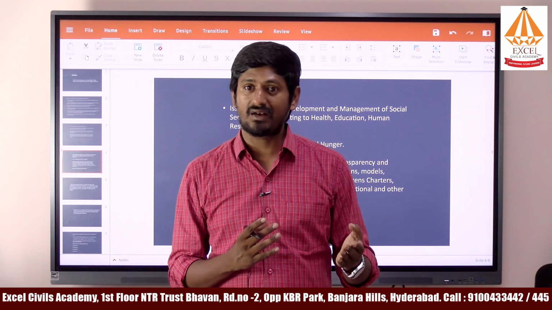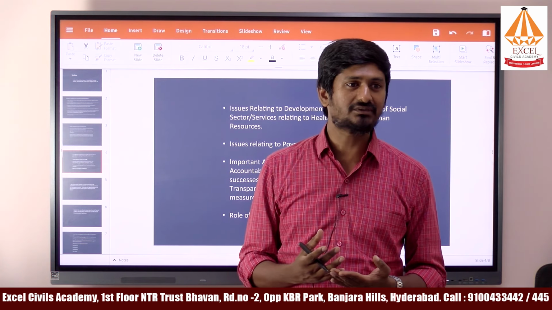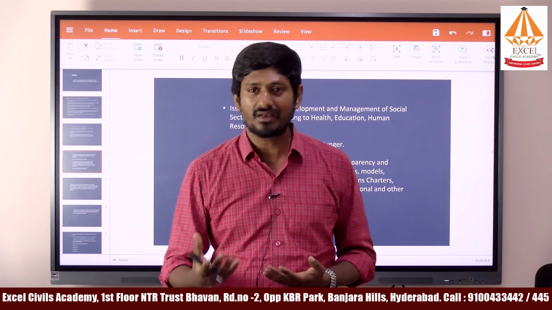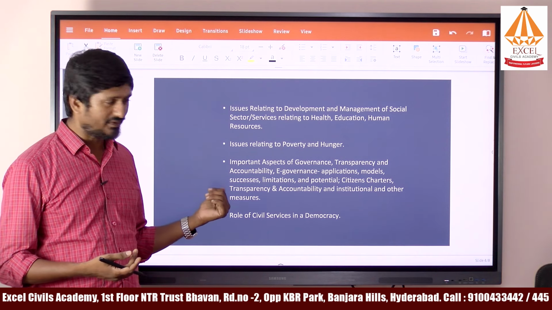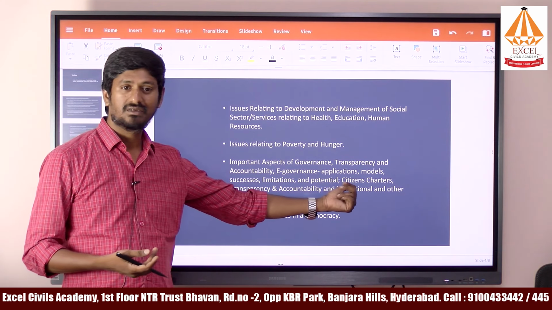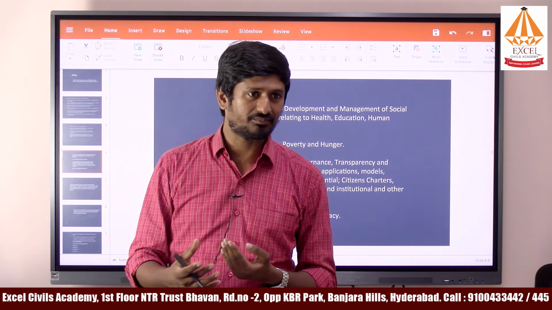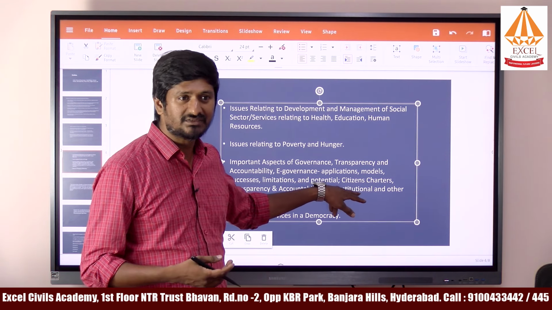Like RTI, the right to information. A citizen can seek information from the government. That's how the individual is empowered. The individual can directly monitor the functioning of the government. So we will be studying this in the name of good governance. What is that? Good governance. We will be studying citizen charters. Government has to serve the needs of the people in a timely manner. So what is the timeliness? We will be studying that in the citizen charters.